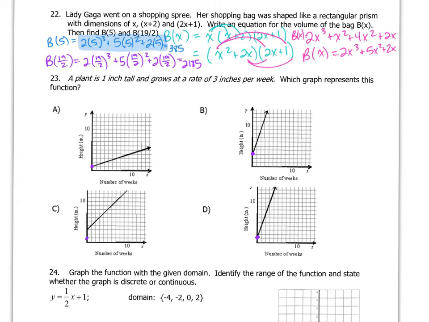Let me check my scale just to be sure. 1, 2, 3, 4, 5, 6, 7, 8, 9, 10. Yep. So I know it is not B or C. So then the only other thing is 3 inches per week. So we need to check the slope. So if I go up 1, 2, 3, right 1. 1, 2, 3, right 1. So D has a slope of 3.